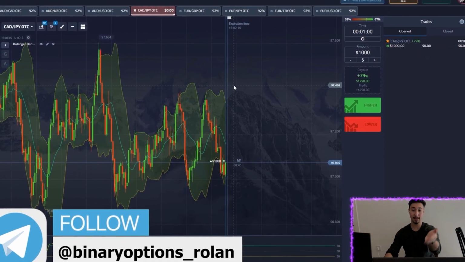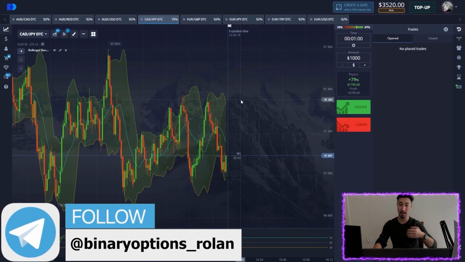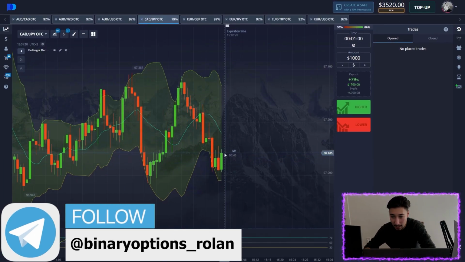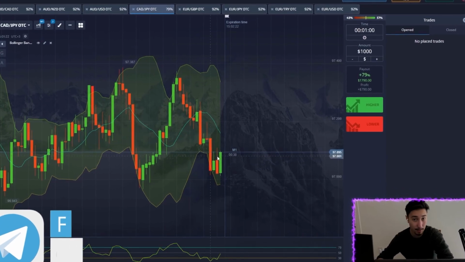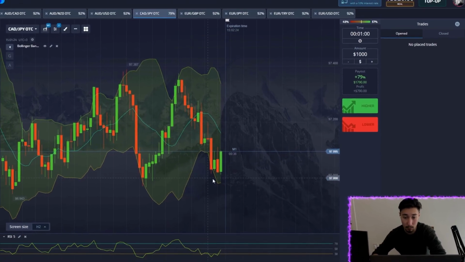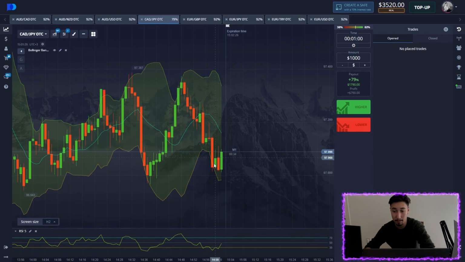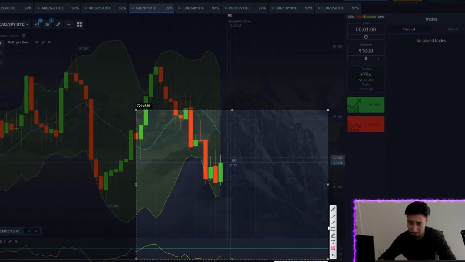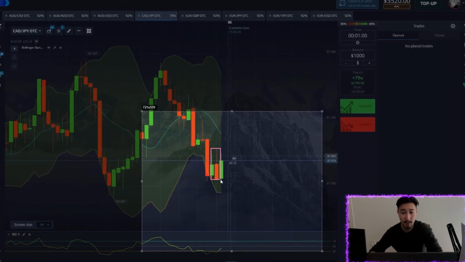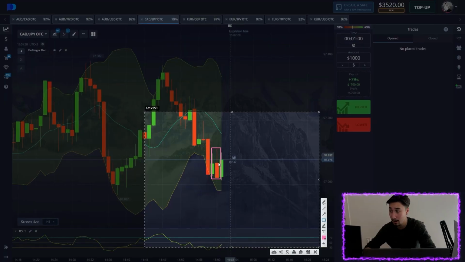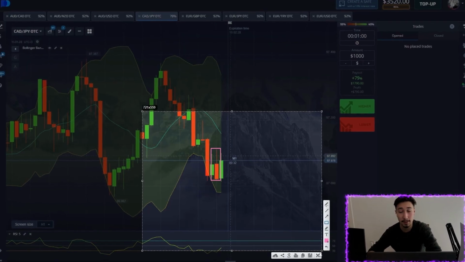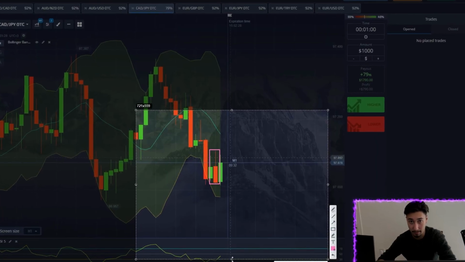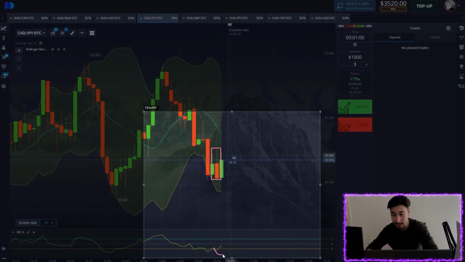Now you see a nice pump here. Meanwhile, there was that nice correction. The strategy did not disappoint, right? And there was the crossing here, the touch of the boundary, and the position is in profits. So it took us like 3 trades to get $2,520 in profits.